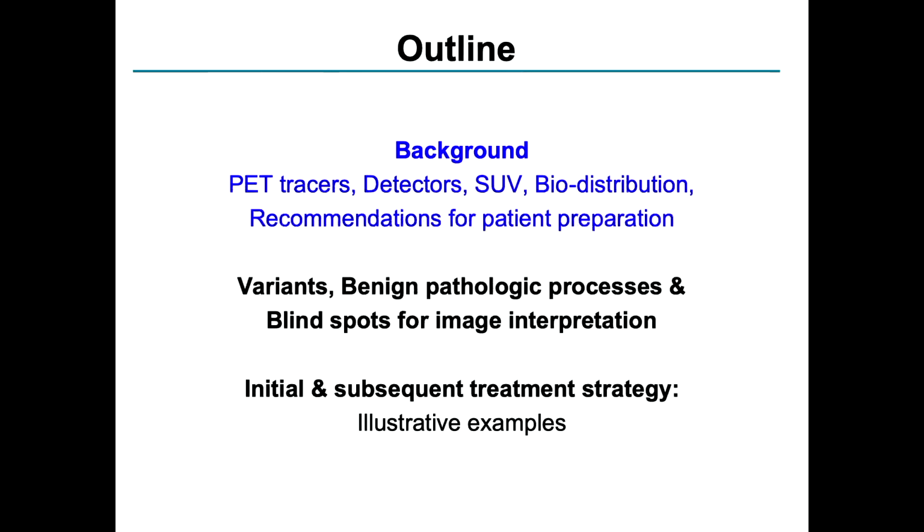I thought I might start out with a few basics in terms of PET tracers, detectors, SUV, biodistribution, recommendations for patient preparation, although we've already discussed a lot of them, but I'll just emphasize a few things. And then we'll talk a little bit about some variants, benign pathologic processes, blind spots for image interpretation, and then maybe a few illustrative examples.